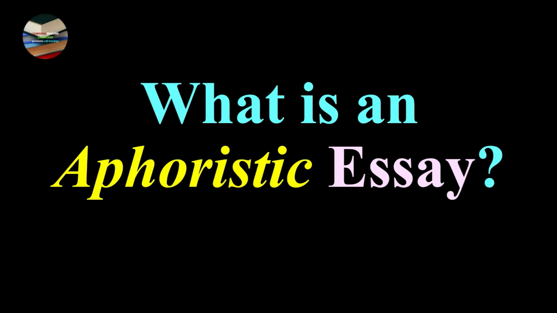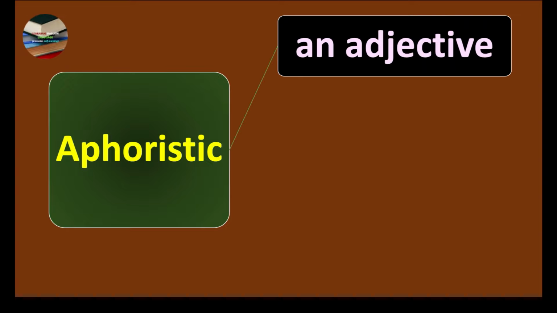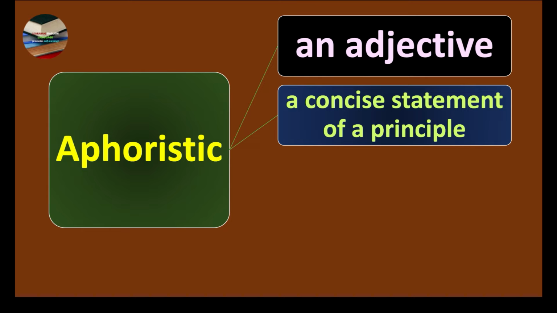What is an aphoristic essay? Let's first discuss what we mean by aphoristic. First of all, it's an adjective in form, and it refers to a concise statement of a principle. Concise statement means a very compact statement, a statement that is short, brief, and to the point, and which talks about principles of life.